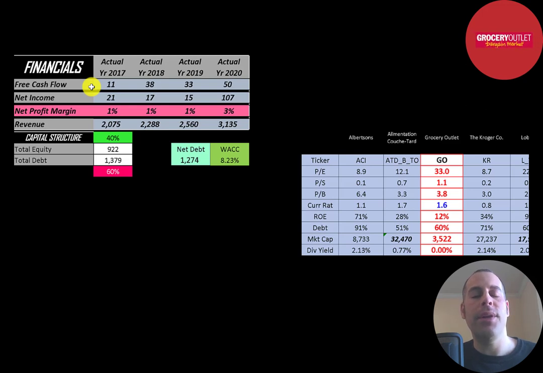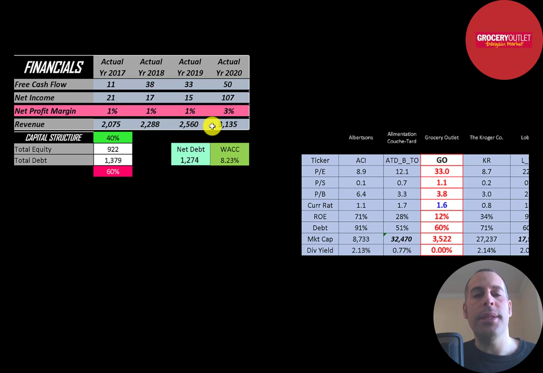Free cash flow is cash flow from operations minus capital expenditures. So you can see the company has positive free cash flow, but it's pretty small, between $11 and $50 million a year. Net income is the profit and loss on the income statement. It's revenue minus expenses. That's also pretty low, peaking in 2020 at $107 million. Revenue is the sales for the company, and that's been growing a lot from $2 billion up to $3.1 billion.